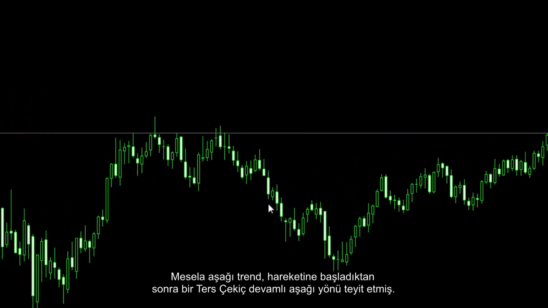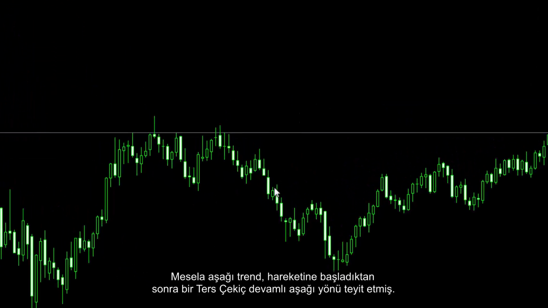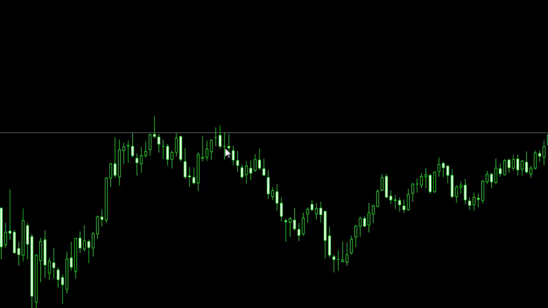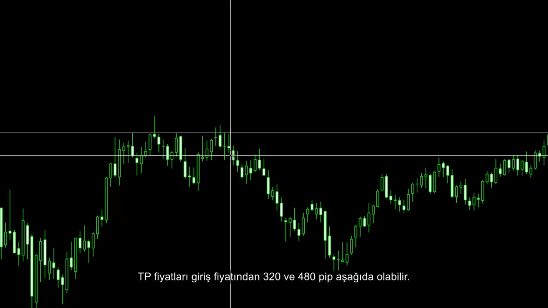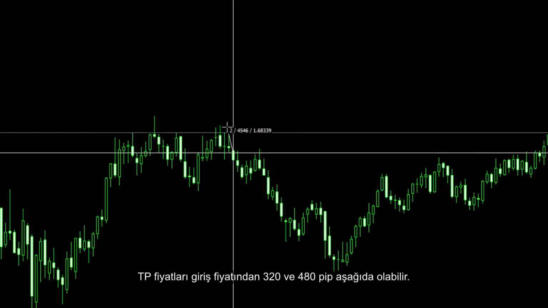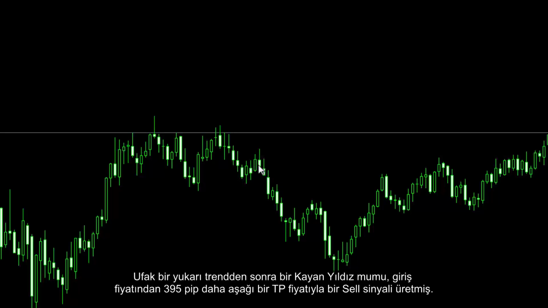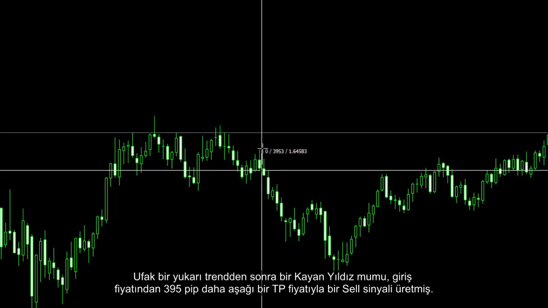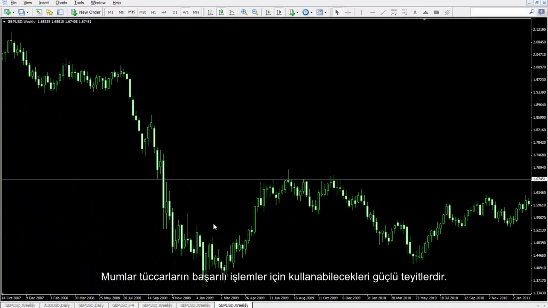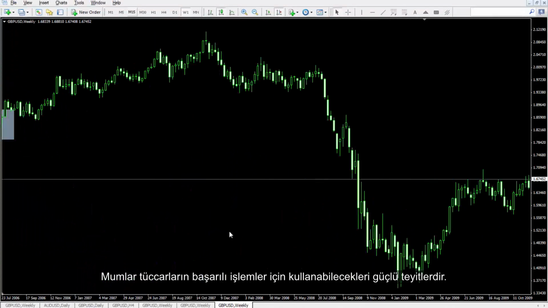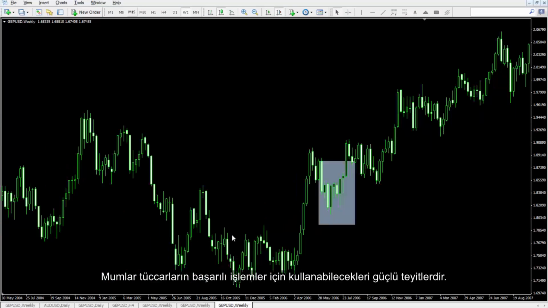For example, after a downward trend started its movement, an inverted hammer has confirmed continuous downward direction. TP prices could be 320 and 480 pips lower than the entry price. Just after a transient small uptrend, a shooting star candle has generated a sell signal with TP price 395 pips lower than the entry price. Candles are powerful confirmations that a trader can exploit for successful trades.